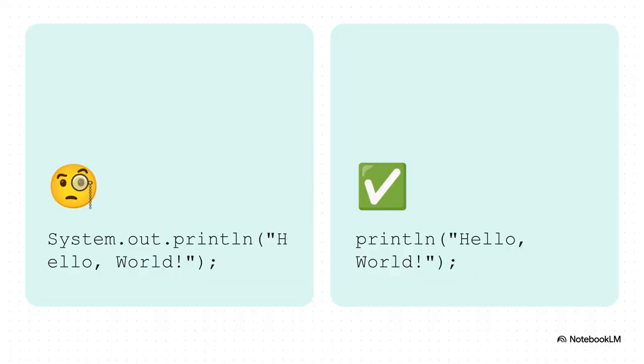All right, simplification number 3. This one tackles another classic point of confusion. System.out.println. I mean, what even is System? And what's out? And why are there dots? For a beginner, it's just bizarre. Well, now, in these simple programs, you can forget all that. You just call println directly.